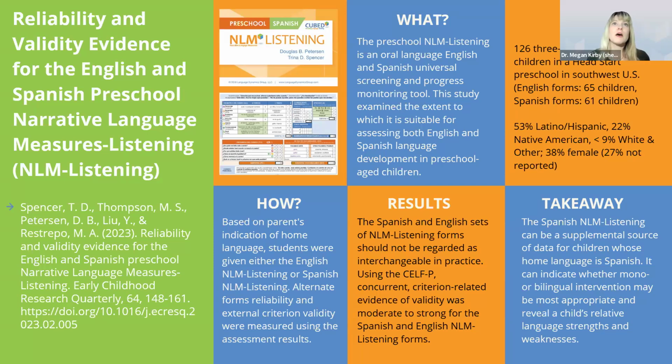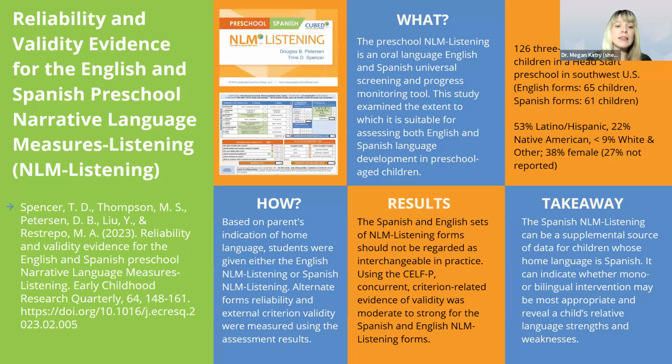So these forms were given to preschoolers, and it was 126 3 and 4-year-olds. They were in a Head Start preschool in the Southwest US, so a Southwestern state in the United States. There are 65 children who were administered the English forms, and then 61 children were administered the Spanish forms. The makeup or demographics of the study included over half that were Latino or Hispanic students, or identified as such, and then 22%, almost a quarter, were Native American or Indigenous Indians.